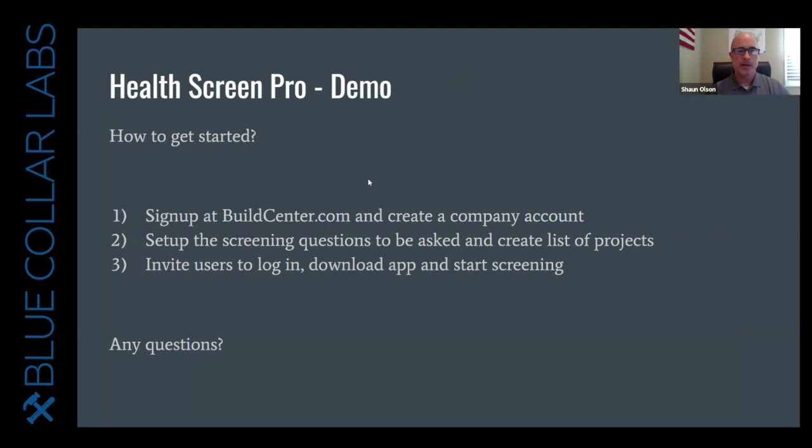All right, so just to wrap up, Carl, it's really easy to get started. Like I said, it's free to start, and the base version is free. People just go to buildcenter.com, create a company account, and then set up their screening questions and add some projects in there. Once they do that, they can invite users to log in, download the app, and start screening. So it's pretty straightforward to get started. Do you have any questions?